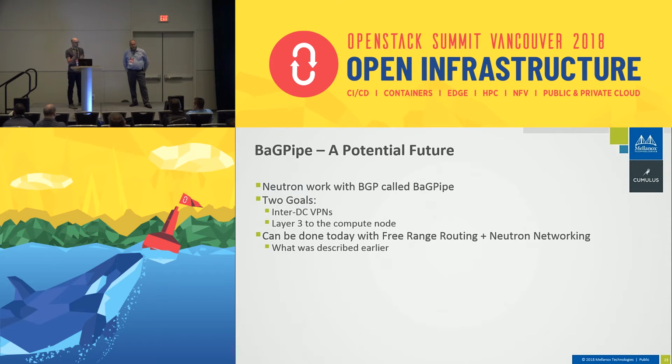So Quagga was forked off recently into a project called free range routing. If you're using Quagga today and it solves a bunch of problems, but you probably also yell at it pretty frequently, take a look at free range routing. It's the Quagga fork that's updated and being driven pretty quickly. But I can combine free range routing, FRR, and Neutron and accomplish a lot of the same things that Bagpipe is trying to do.